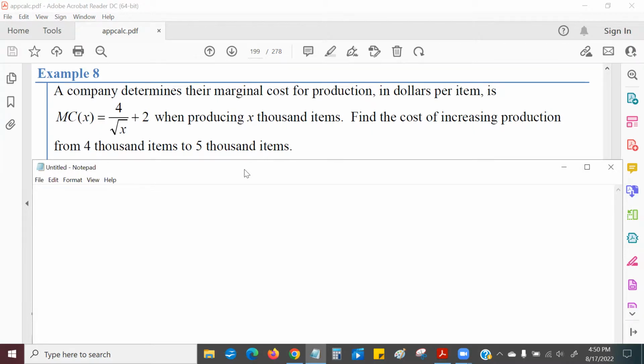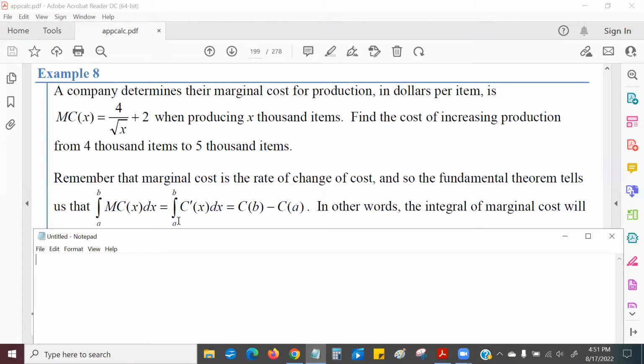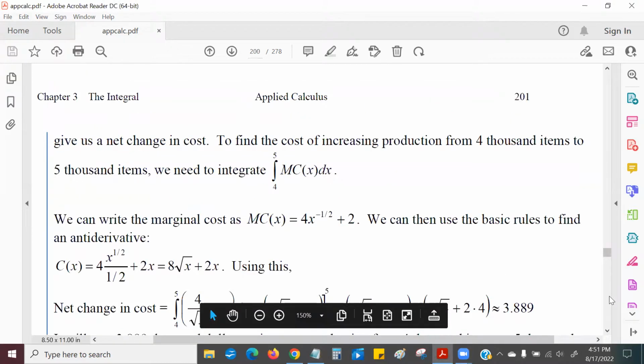Anyway, marginal cost, just remember that's the rate of change of cost. So the fundamental theorem tells us that the integral from a to b of MC of x dx is the same thing as the integral from a to b of C prime of x dx, because marginal cost is the change of cost. C prime means the change of cost. And that's just going to be C of b minus C of a. So in other words, the integral of marginal cost is going to give us the net change in cost.